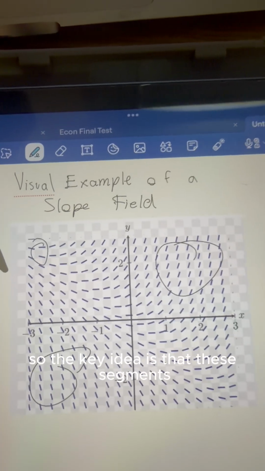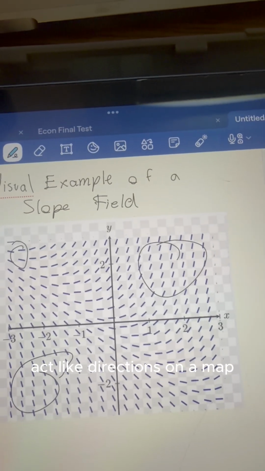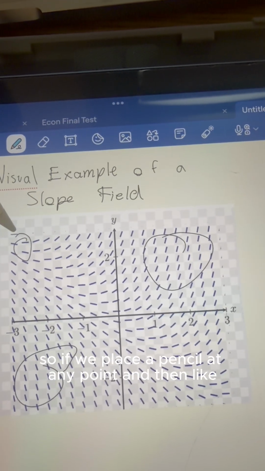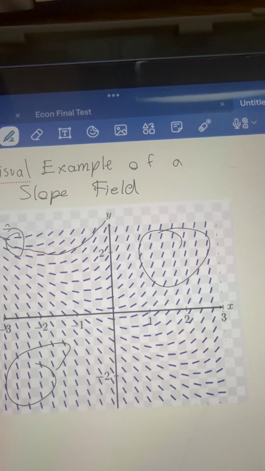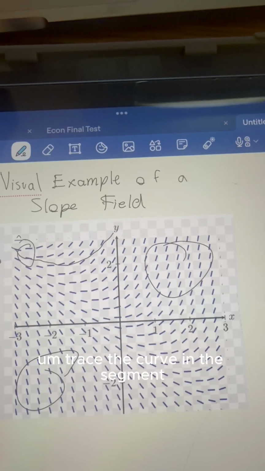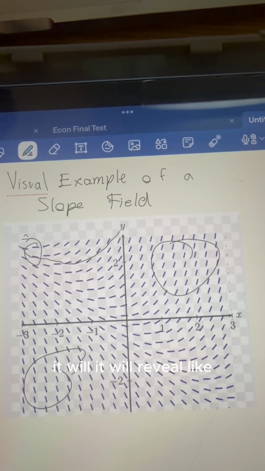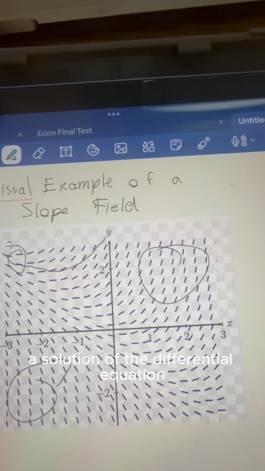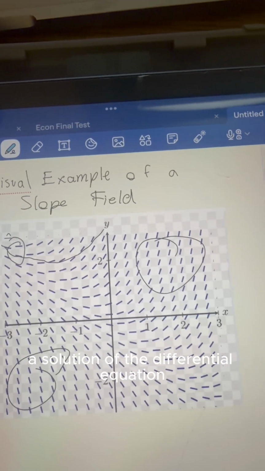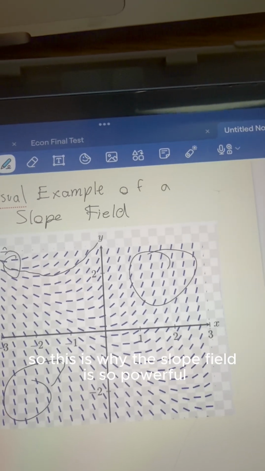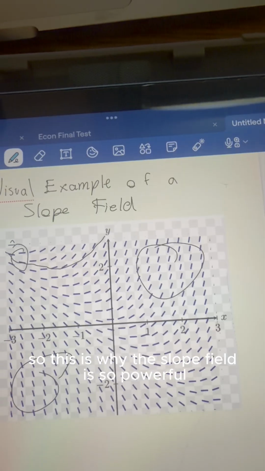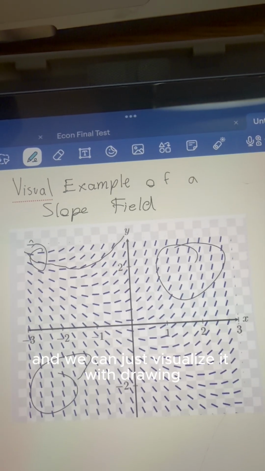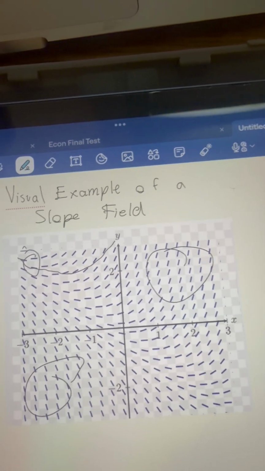The key idea is that these segments act like directions on a map. If we place a pencil at any point and then trace a curve along the segments, it will begin to reveal a solution of the differential equation that we're looking for. This is why the slope field is so powerful, because we don't have to use any algebra and we can just visualize it with drawing.